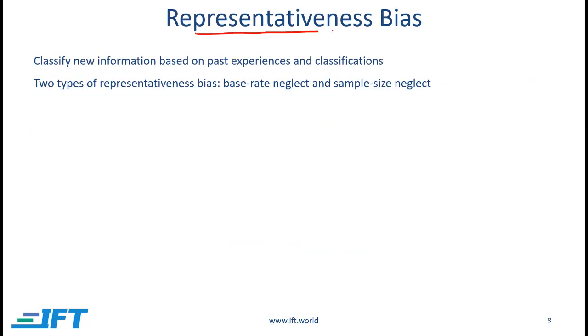Moving on to representativeness bias. Somebody who suffers from this bias will classify new information based on past experiences and classifications. We can have two types of representativeness bias: base rate neglect and sample size neglect. In base rate neglect, the base rate or probability of the categorization is not adequately considered. For example, categorizing company ABC as a growth stock without appropriate due diligence would basically be representativeness bias.